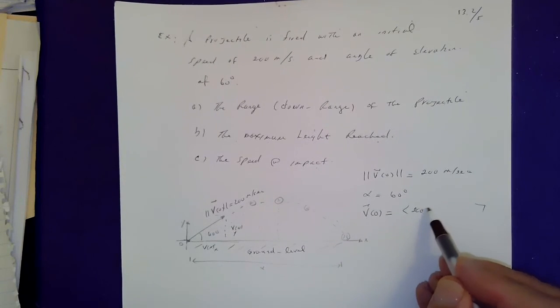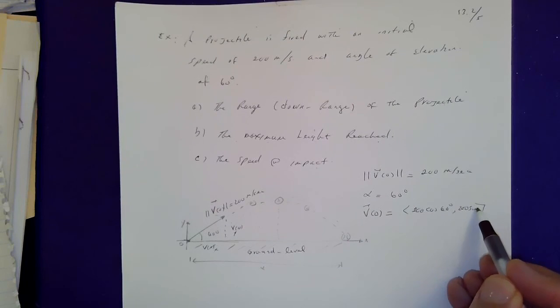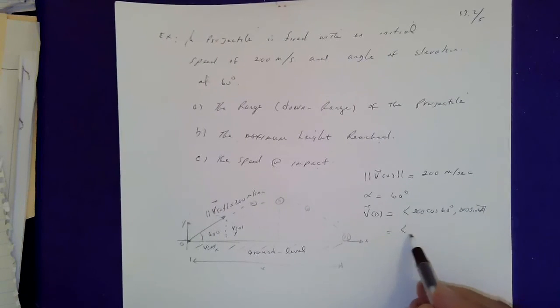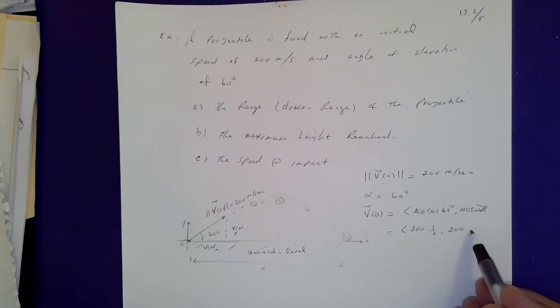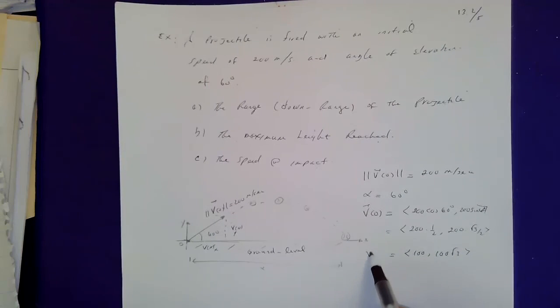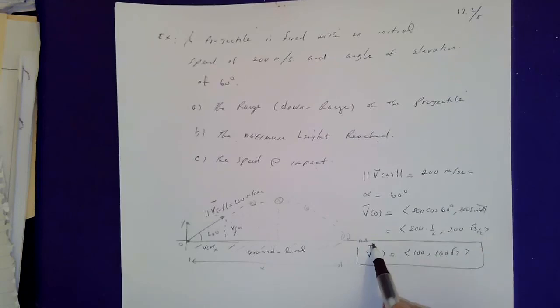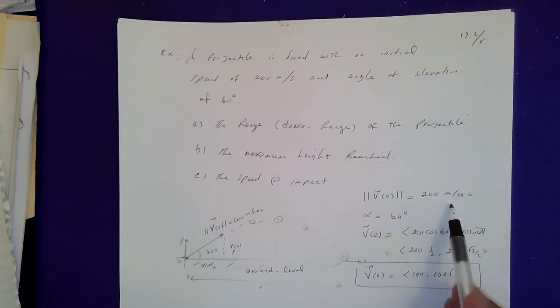So that would be 200 times cosine of 60, and this would be 200 times sine of 60. Cosine of 60, I believe, is 1/2. Sine of 60 is the square root of 3 over 2. So this would be 100, comma, 100 square root of 3. So this is my initial velocity vector, whereas this guy was its magnitude, correct?